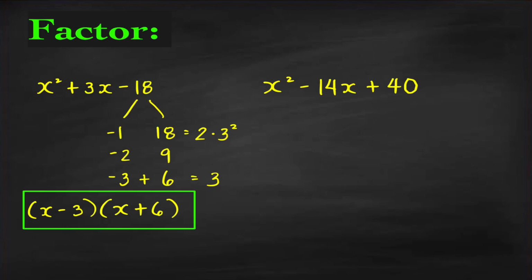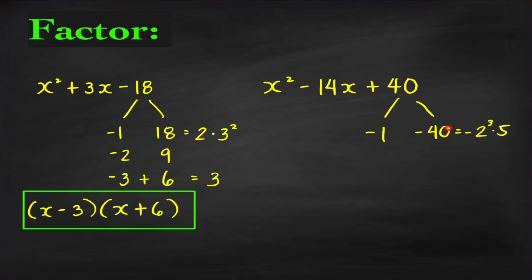Let us now factor this second expression, x squared minus 14x plus 40. So again here, first we factor 40, and of course the obvious factors of 40 are 1 and 40. But take note, we're looking for two integers whose product is 40 and whose sum is negative 14. So the two integers must be negative for their sum to be negative and their product to be positive. So the obvious factors are negative 1 and negative 40.